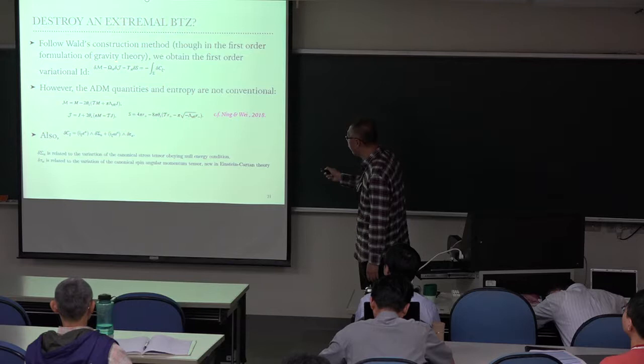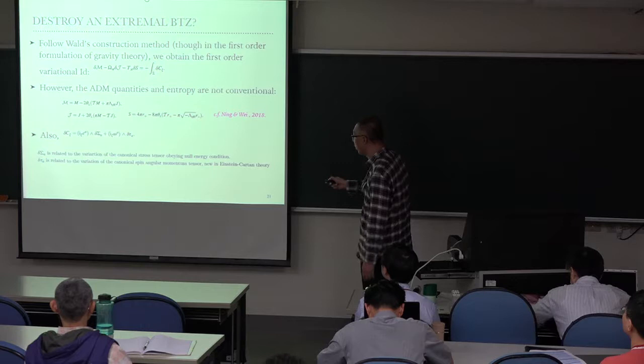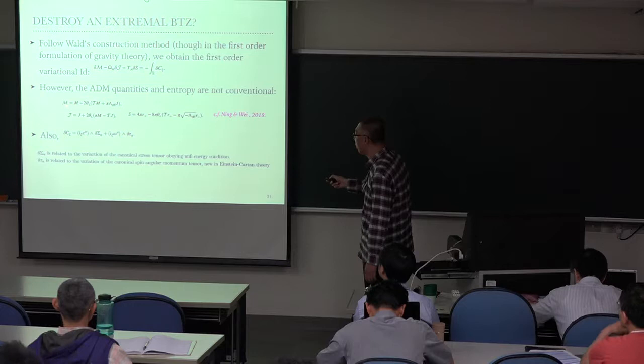We find that the first order identity looks like this. This is not the original mass, but a combination of mass, the torsion, the effective cosmological constant, and also the angular momentum. We get the entropy. So even though it looks like the first law, all the quantities are defined in this sense.